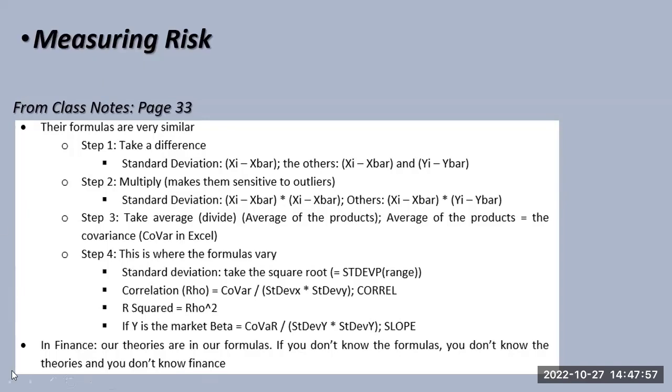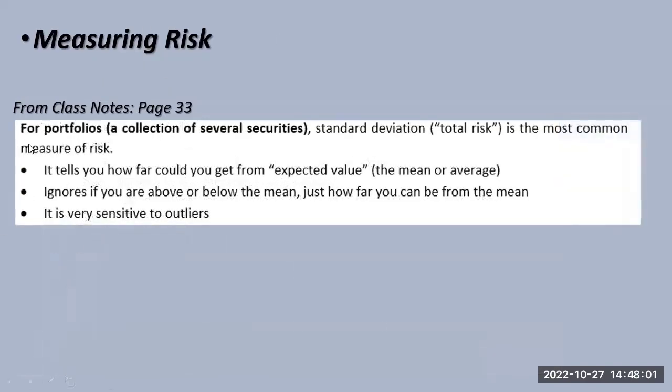All right, so we've done all of this. You should just know all this off the top of your head. All right, so when do we use standard deviation? When do you use beta? When do you use correlation? That's really, really important. So standard deviation is often referred to as total risk.